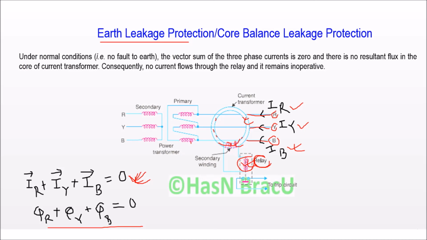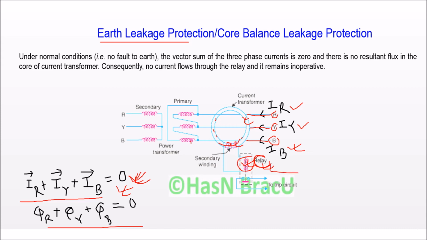Now you already know that this earth leakage protection relay works if the sum of the three phase currents is not equal to 0. If the sum of three phase currents is equal to 0, then this earth leakage protection relay will not activate.